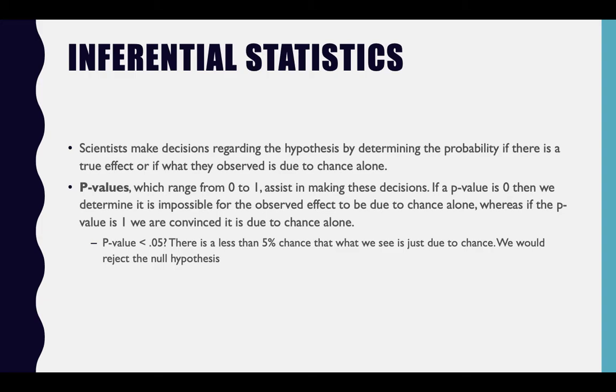If the p-value is less than 0.05, that's usually the metric that people tend to accept. Some people use 0.1. It means that there's a less than 5% chance that what we see is just due to chance. Then you would reject the null hypothesis, and it supports your not null hypothesis, your experimental hypothesis, or whatever it was called.